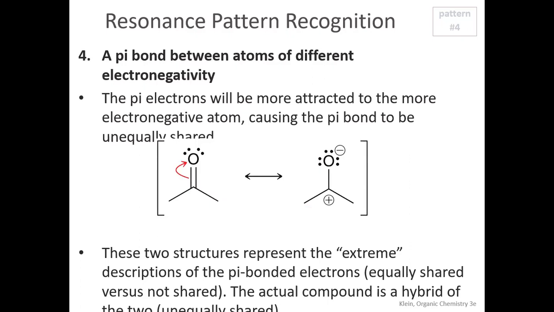So basically, my actual hybrid of both of these is a sharing of this. So my oxygen is going to be partially negative. My carbon is going to be partially positive, right? And that's just because we have an unequal sharing. This is a polar covalent bond. And again, this is our next example of that, right?